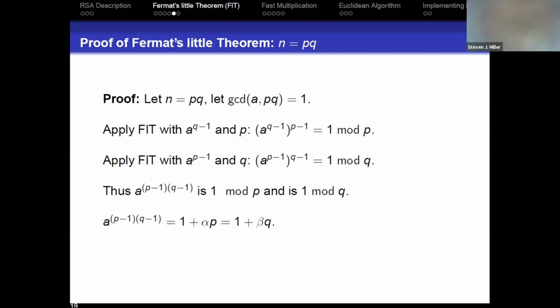All right, so I can now solve for alpha and beta. When I subtract 1 from both sides, I get alpha p equals beta q. Since p doesn't divide q, they're distinct primes, p must divide beta. Since q doesn't divide p, q must divide alpha. So alpha is a multiple of q, beta is a multiple of p. So a to the (p minus 1)(q minus 1) is 1 plus a multiple of q times p, or 1 plus a multiple of p times q. That's what I needed to prove.